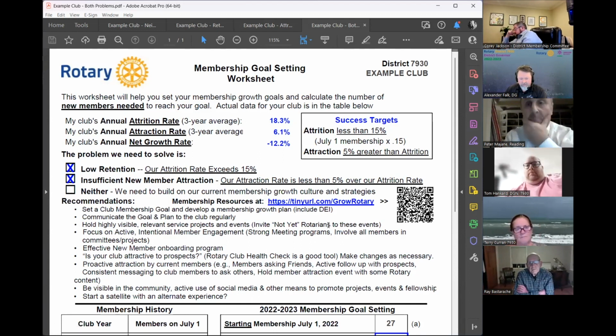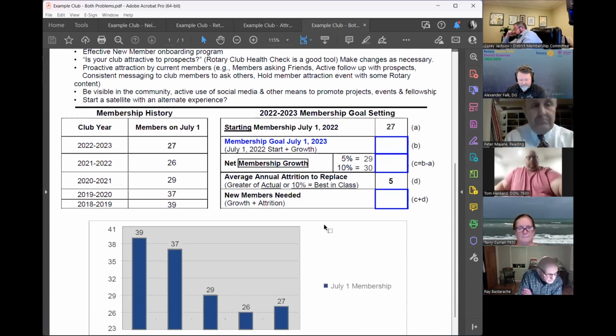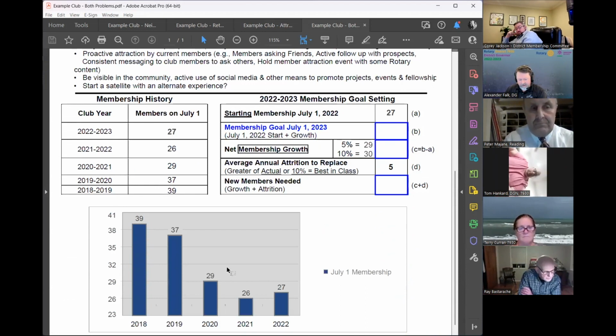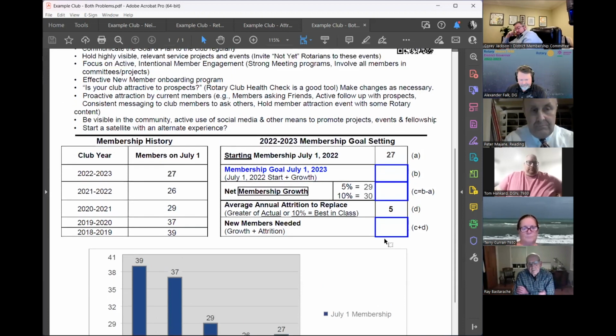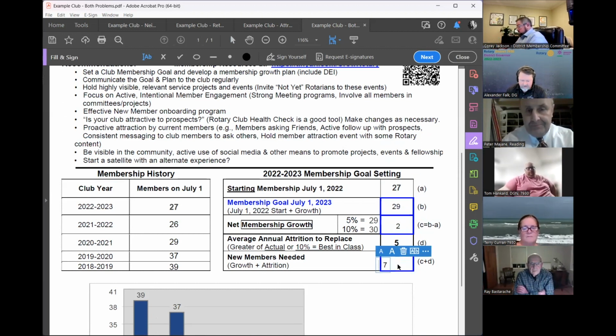And again, there's a couple of recommendations already on the spreadsheet. But let's walk through the numbers here. And you can see in the curve already that there is clearly a problem with the direction this is heading. Let's look at the membership goal. A 5% growth again would get us to about 29 by year end. So that's a 2 member net growth, plus the 5 we have to replace due to attrition gets us to a target of actual new members needed, which is 7.